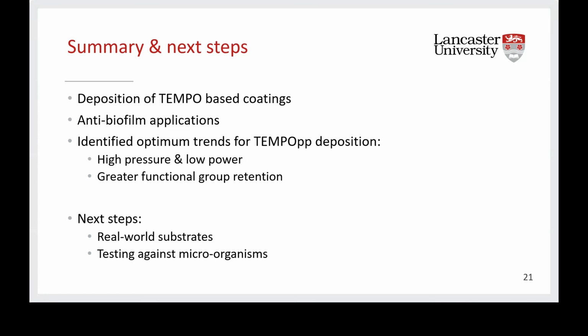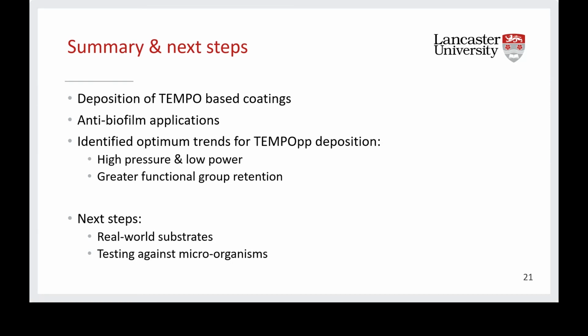So to summarize this section, the nitroxyl radical or NO-containing coating can be used for anti-biofilm purposes. That's been shown by others in the literature previously. We've been working with Tempi, which contains a stable nitroxyl radical, to deposit coatings with anti-biofilm purposes in mind. We can use surface analysis tools to identify the composition of our coatings. We can identify trends in our coating processes, which help us optimize the process. They help us suggest the best conditions.